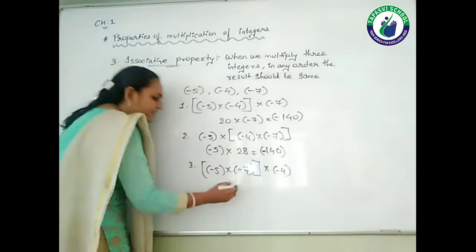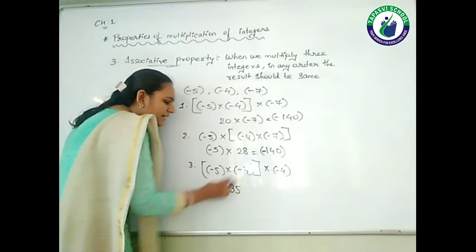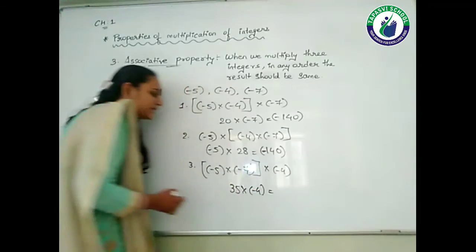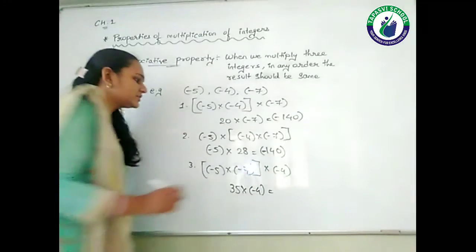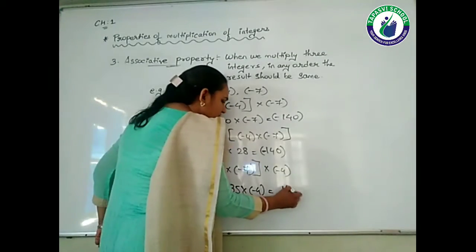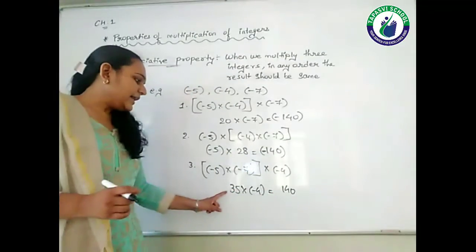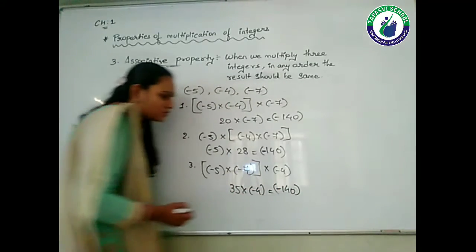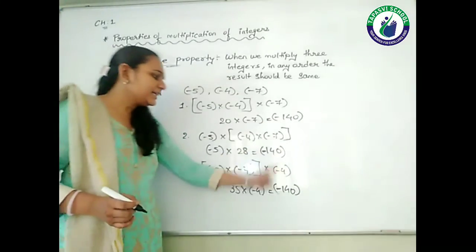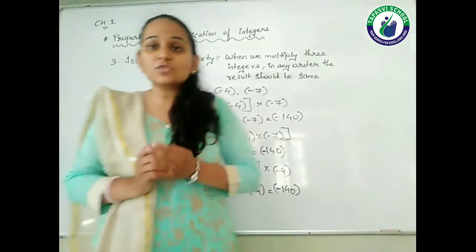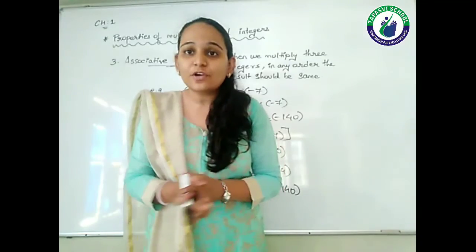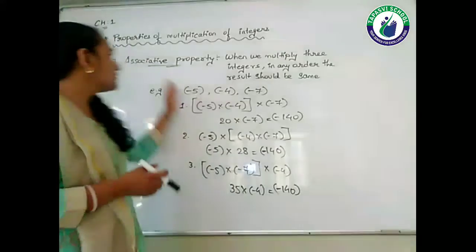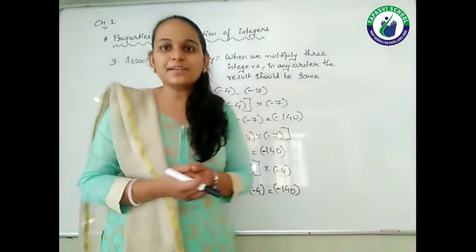So 5 7s are 35, and minus minus it is plus. Now 35 needs to be multiplied with -4, right, students? So 35 4s is 140, and plus minus it is minus. So students, you can see in the first case, second case and the third case, in all the cases you are getting the answer as -140. So we can say that the multiplication of integers is following the associative property.